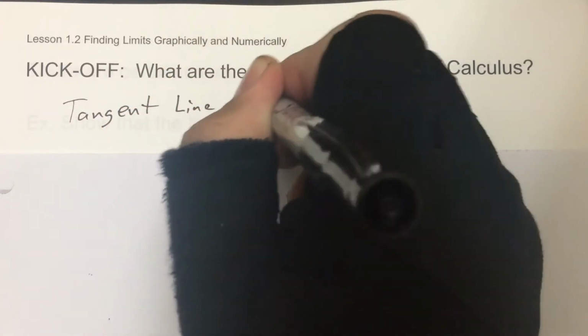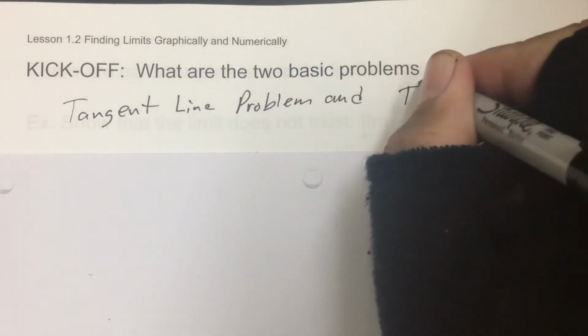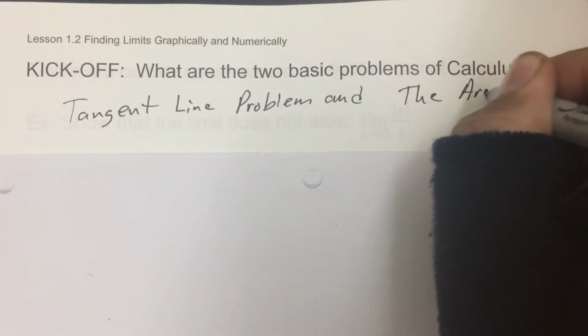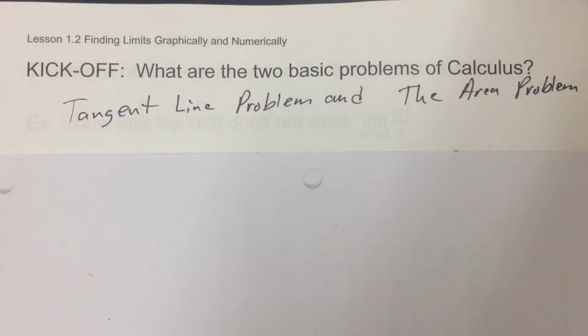Well, the two are the tangent line problem and the area problem. So, tangent line problem, finding that instant slope, and then area would be area underneath the curve. Those are the two main basic problems of calculus that everything builds from there.